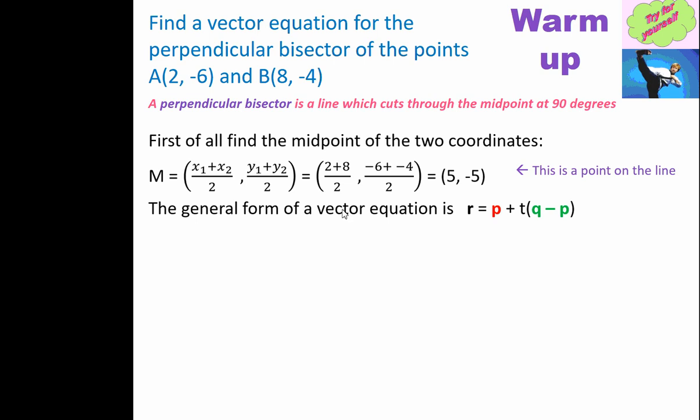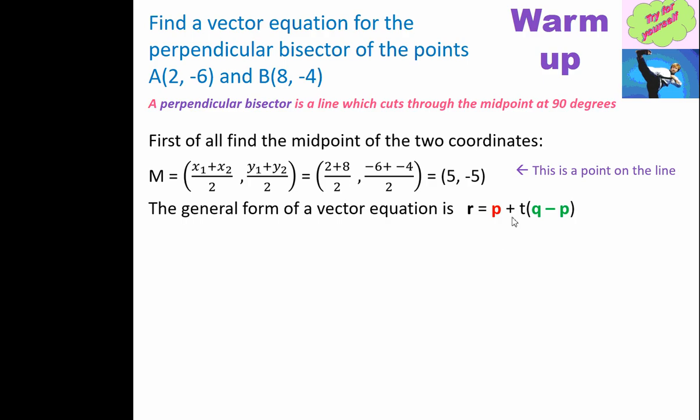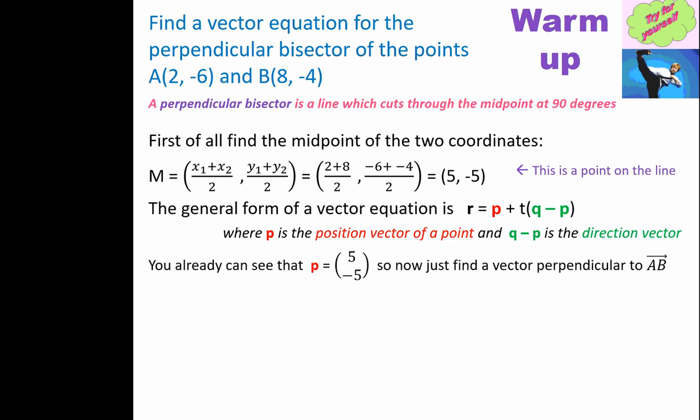The general form of a vector equation, again, is this. This is the version that I had in my earlier slides. This is the version in the formula booklet. So we've got the position vector of a point on the line, and the direction vector. And this is the scalar. That's the general form of the vector equation, where P is the position vector of a point and Q minus P is the direction vector.